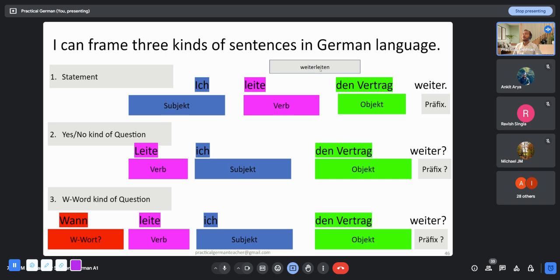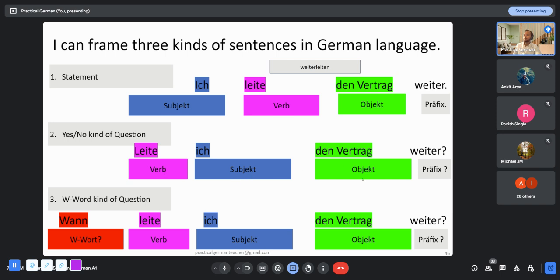What I'm saying is that I'm not saying ich weiterleite den Vertrag. If you say this, people will know what you are saying, but they will also know that your German grammar is not good. Because you know now that weiterleiten is a separable verb, a trennbares Verb, you have to take the prefix and place it at the last position. Let's look at the yes or no kind of question. Again, weiter is still at the last position just before the question mark. And everything else remains the same. Leite ich den Vertrag weiter? So the verb is at the first position. You have verb, then the subject, then the object.